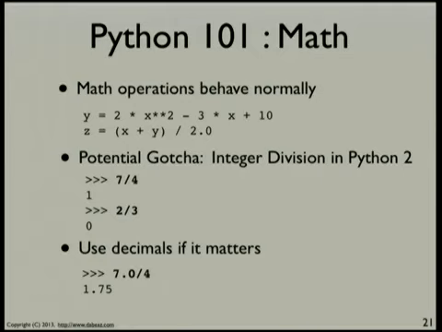There is one potential gotcha for doing calculations, which is the fact that integer division truncates. So be a little bit aware that if you're doing a calculation like 7 divided by 4, it's going to drop down to 1 and not give you 1.75. So that's one little caution.